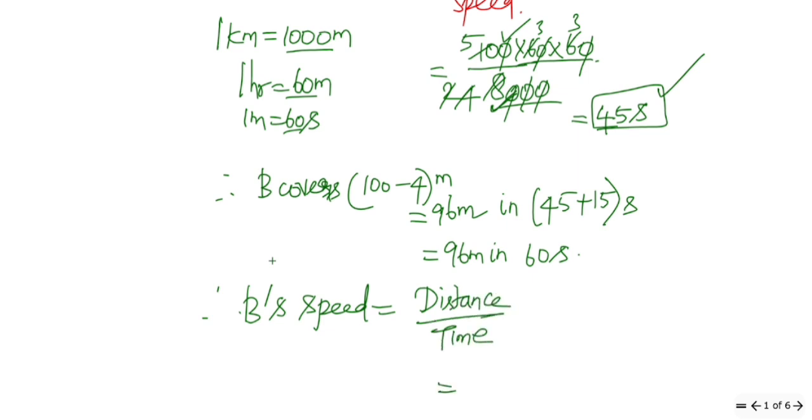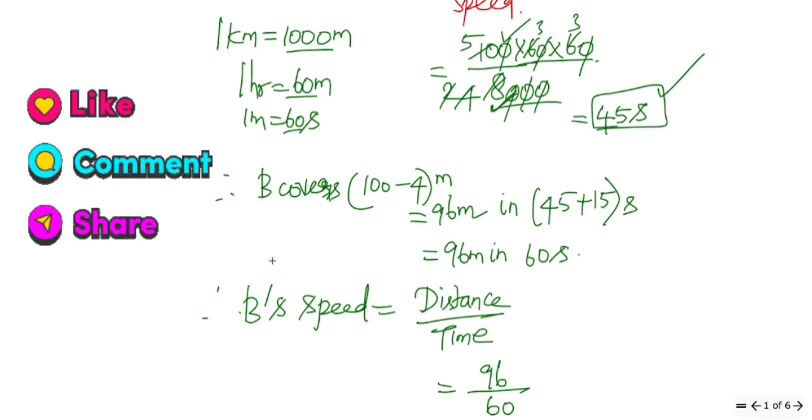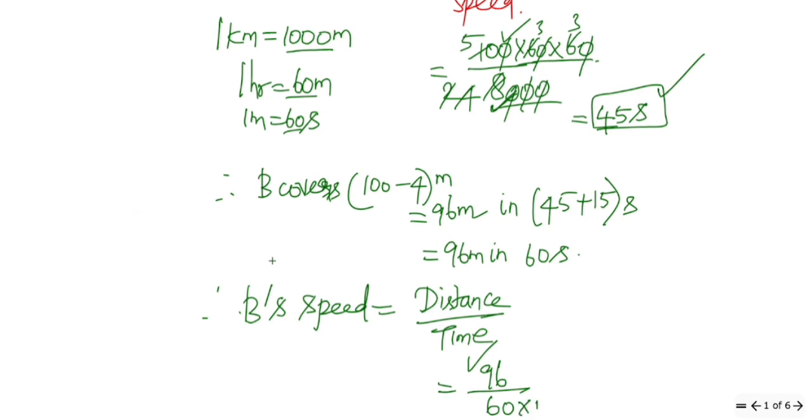Our distance is actually 96 and time is 60 seconds. Anyway, we will be giving the speed in terms of kilometers per hour. So we need to convert this meter to kilometer now. We are going to divide by 1000 because 1 kilometer is equal to 1000 meters. Whenever we are converting a smaller unit to a bigger unit, meter is a smaller unit when compared to kilometer, we should divide by 1000.